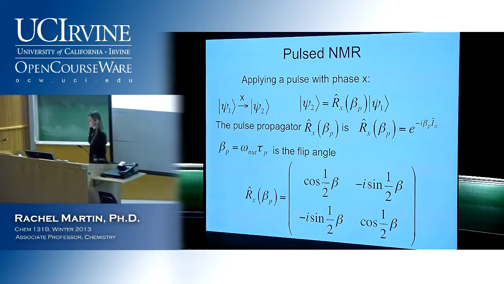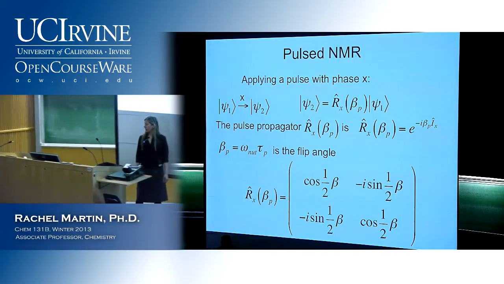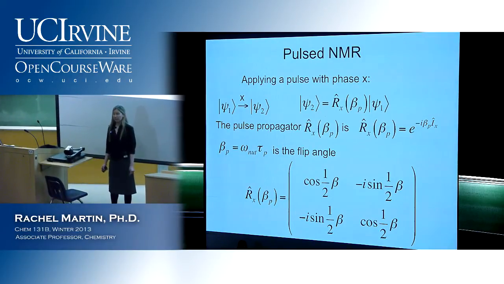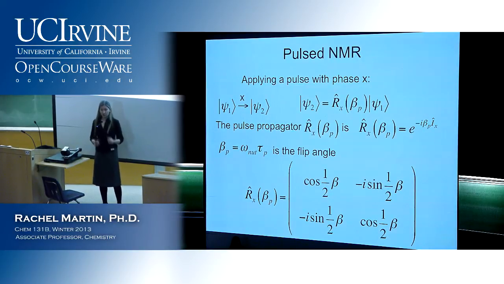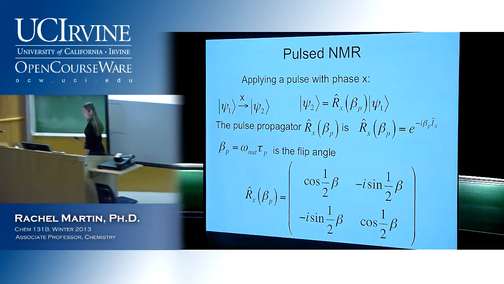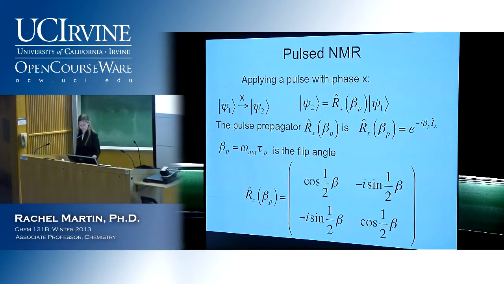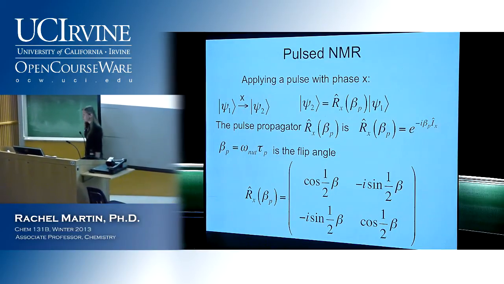Let's look at what that looks like. So here's a rotation matrix for a pulse of flip angle beta. And again, notice how it looks just like the rotation matrix that we used for looking at physical rotations of molecules in a particular coordinate system. So these things that we have learned are definitely applicable to this system that's a bit more abstract.